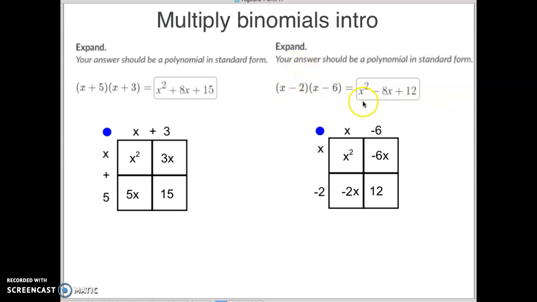Again, x times x is x squared. x times negative 2 is negative 2x, x times negative 6 is negative 6x. Add those two together, I get negative 8x. And negative 2 times negative 6 is positive 12.